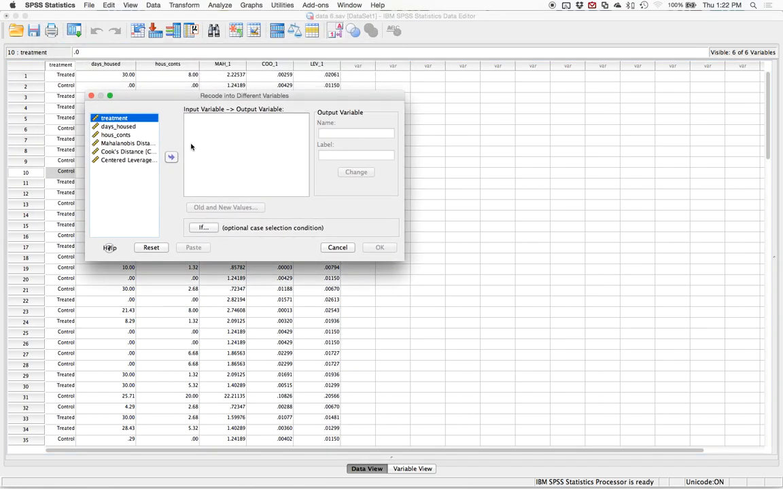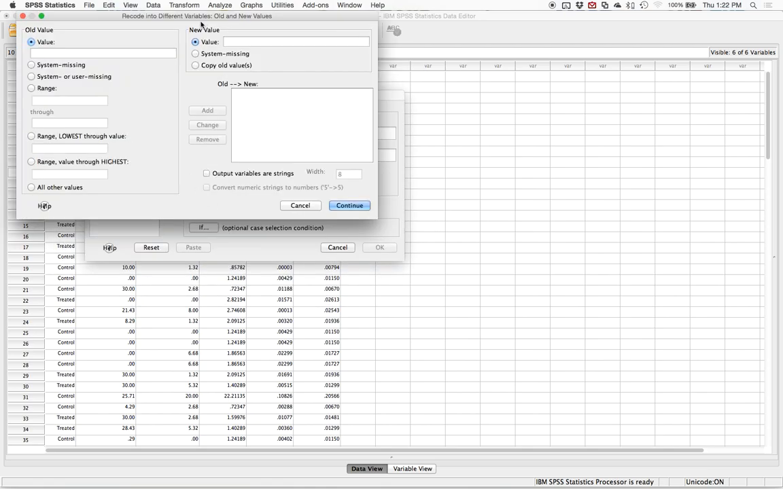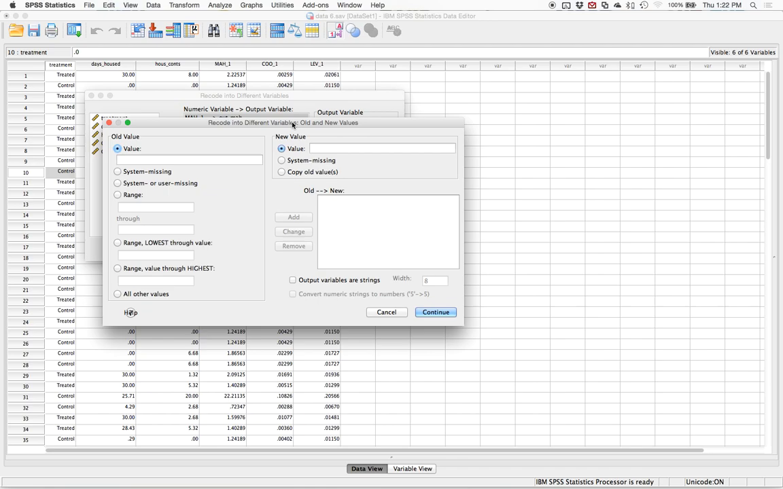So first thing I'm going to move over is Mahalanobis. And you have to give it a name before you can do anything. So I'm going to call it all out for outliers, for Mahalanobis, and hit change. Click old and new values. And this is where we're going to code everybody who's an outlier as 1 and everybody who's not an outlier as 0. So the first thing I have to figure out is what is my cutoff score.